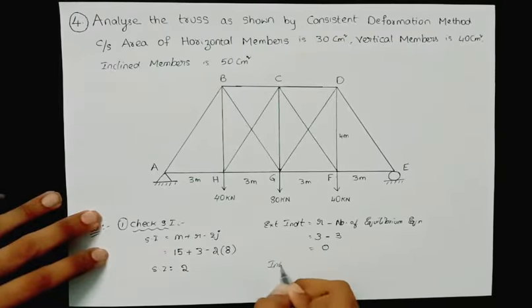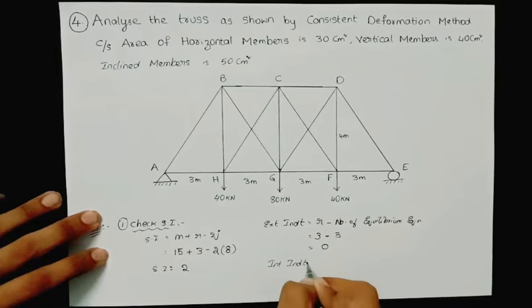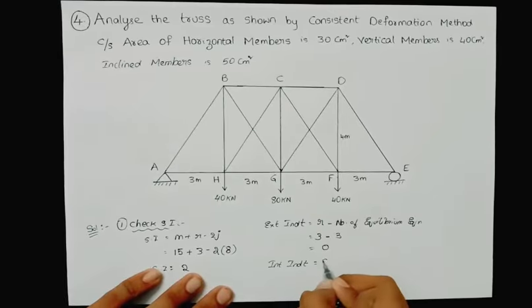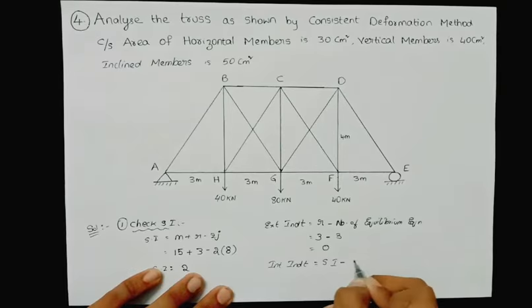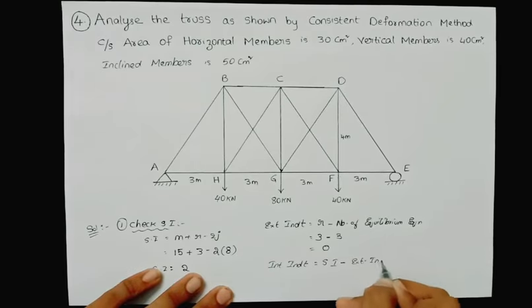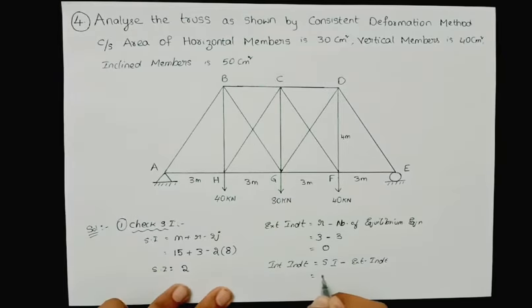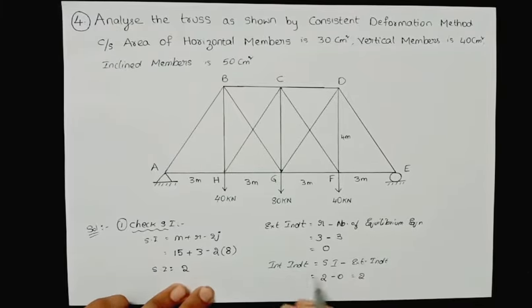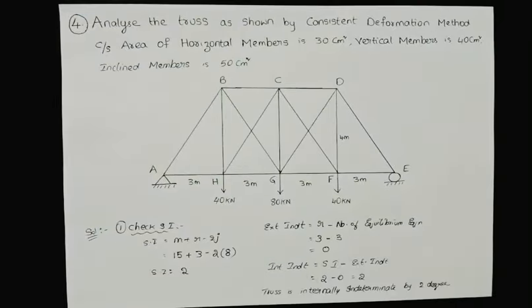The next step is to calculate the internal indeterminacy. The formula for calculation of internal indeterminacy is static indeterminacy minus external indeterminacy. The static indeterminacy is 2 and the external indeterminacy is 0. So we have obtained internal indeterminacy as 2. So the truss is internally indeterminate by 2 degrees, which is what I have written here.